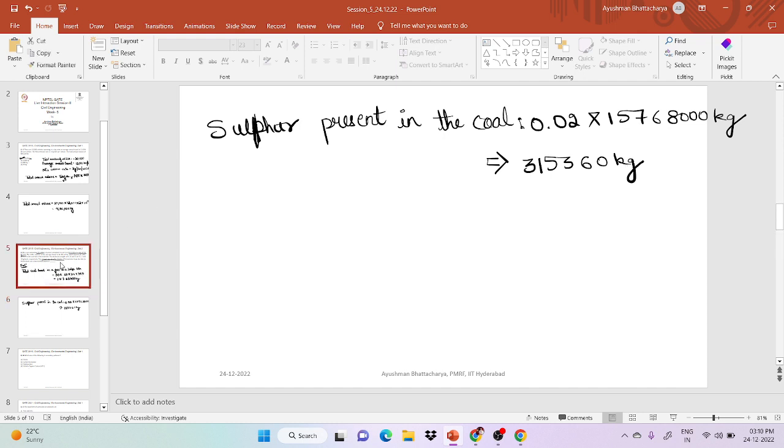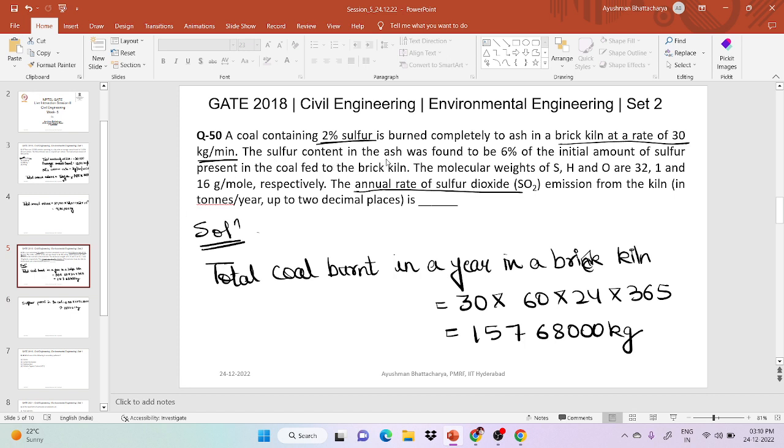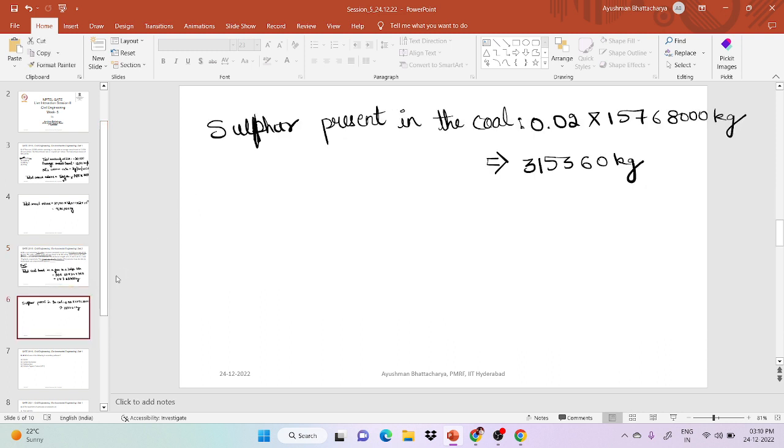Now, if you read the question, they are saying the sulfur content in the ash was found to be 6% of the initial amount of sulfur present in the coal fed to the brick kiln. Now, the sulfur content in the ash, this line. Now we have to find the sulfur content in the ash.